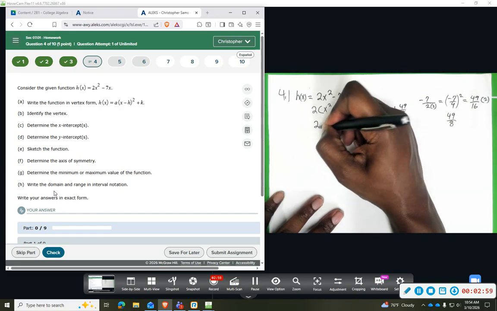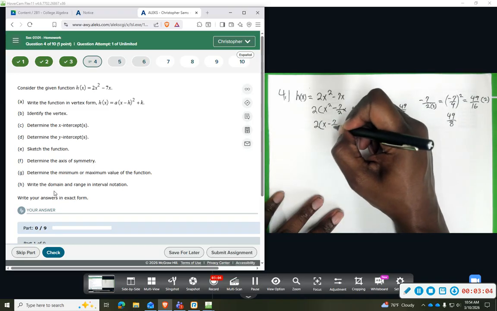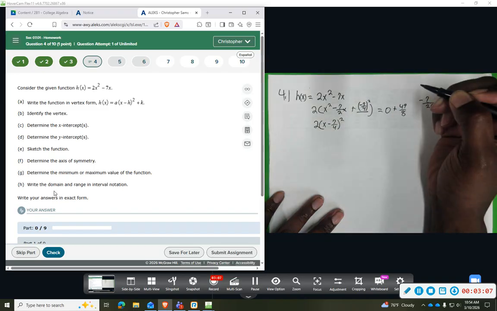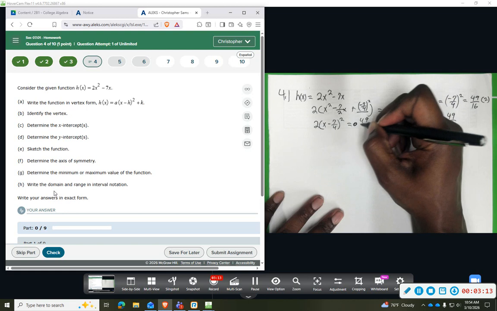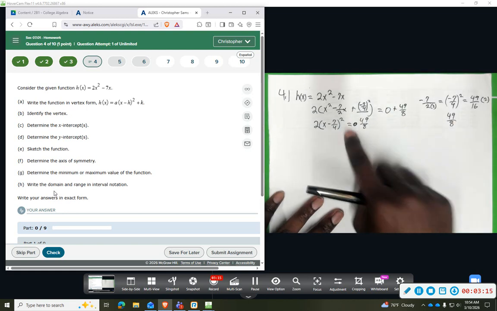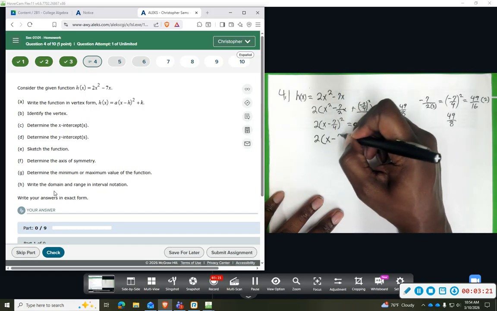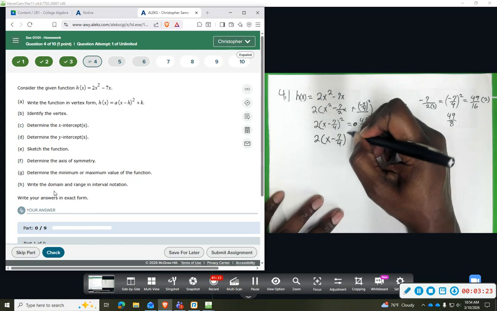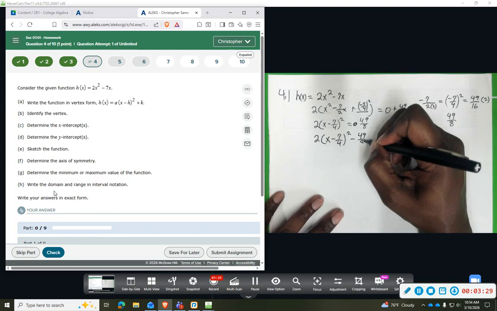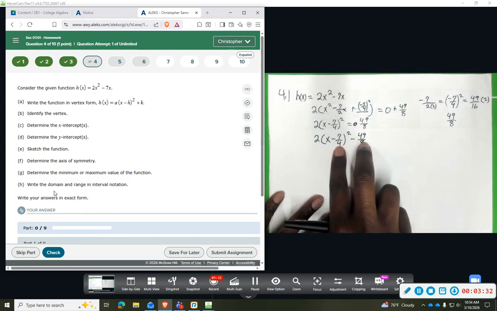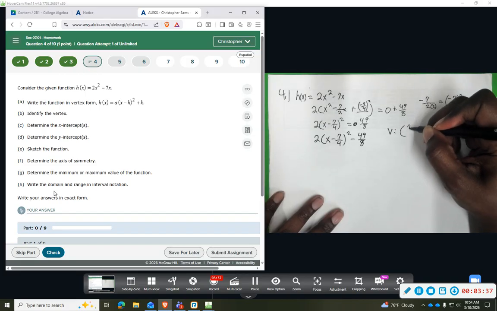I'm going to factor it, so I have the two squared terms, x minus 7 over 4 squared equal, I should say, 49 divided by 8. And if I subtract the 49 divided by 8, this will give me 2 times x minus 7 over 4 squared minus 49 divided by 8.